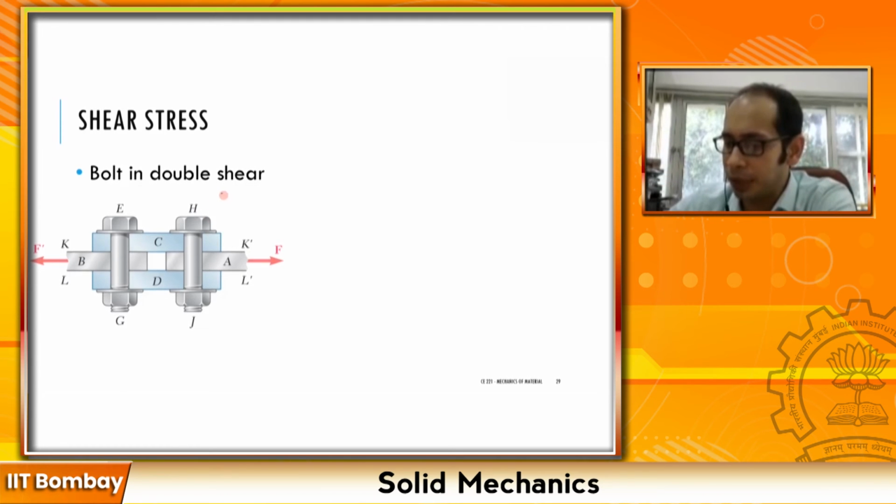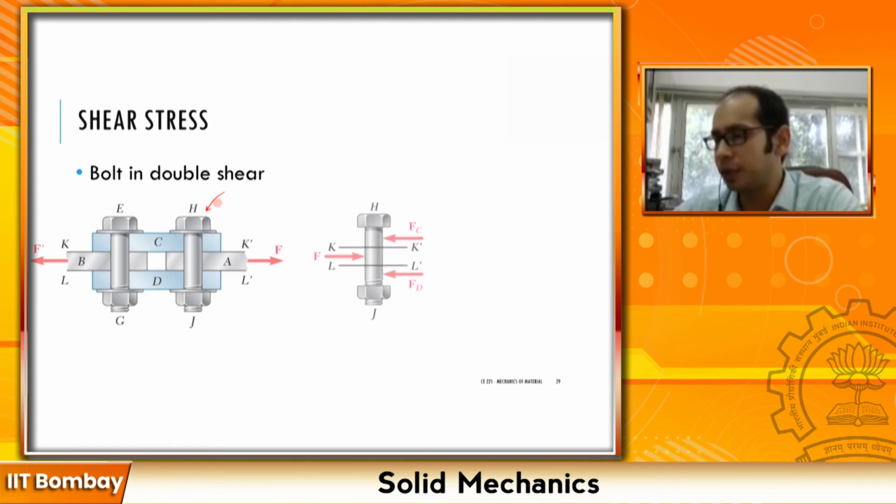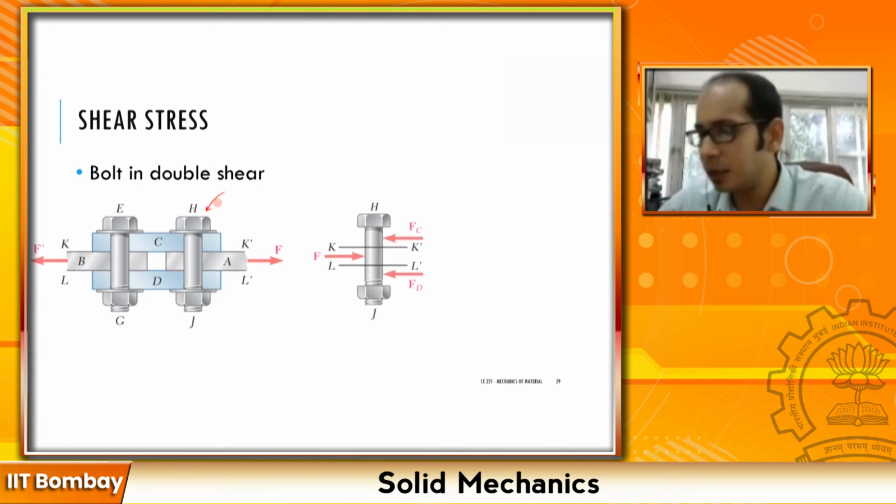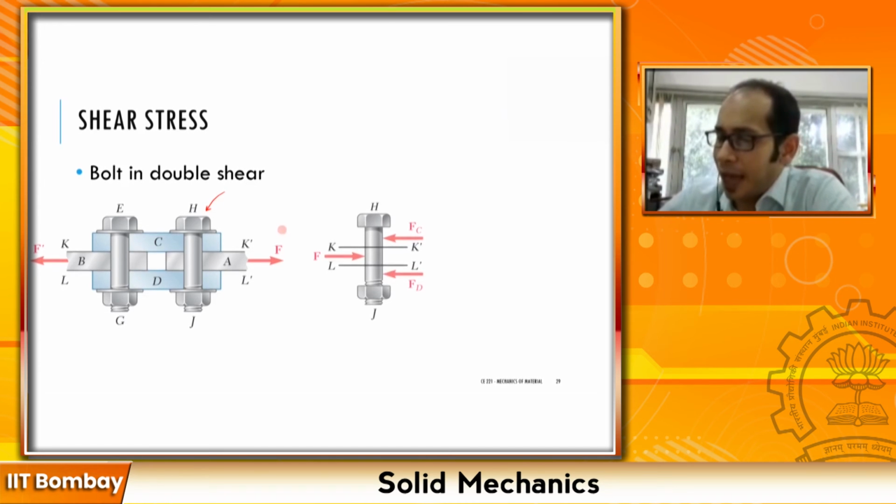So if I take a peek into this particular bolt, the bolt HJ over here, if I just segregate that one, let's take a look at the free body diagram of that bolt. As you're pulling it, now remember you have to visualize this to a certain extent, this particular section is going to undergo some force F, as you can see.